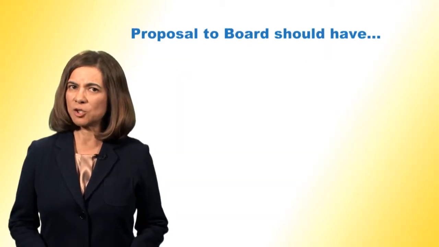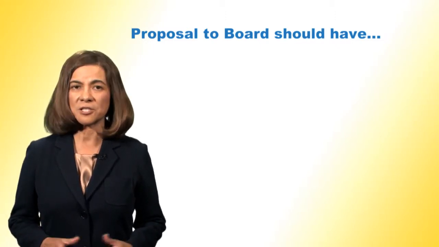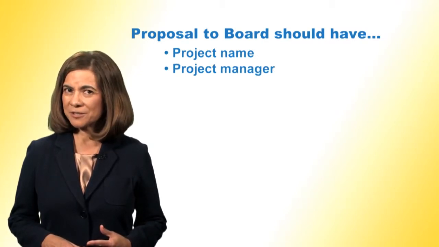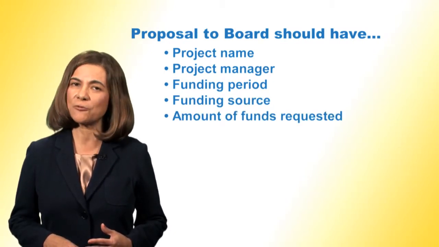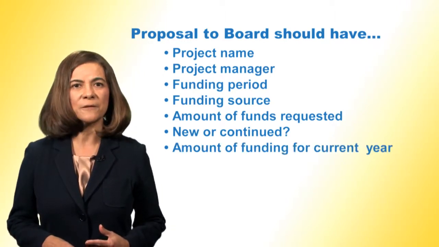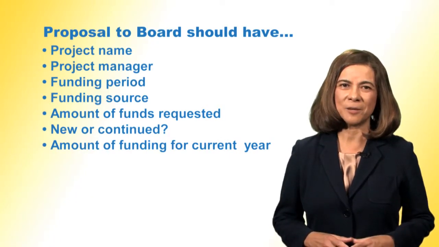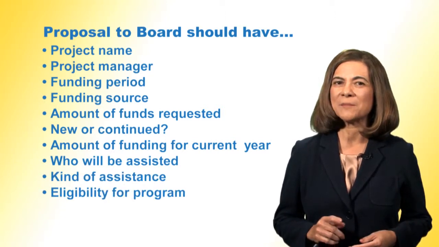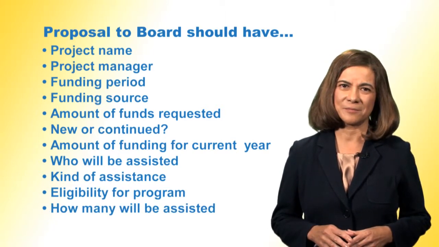A funding application or proposal presented to the board for approval should include basic information, such as the project or program name, the project director or manager, the funding period, the funding source, the amount of funds requested, whether the request is for new or continued funding, and the amount of funding in the current year. Proposals should also describe who will be assisted, what kind of assistance they will receive, what will make them eligible for the program, and how many individuals or families will be assisted.